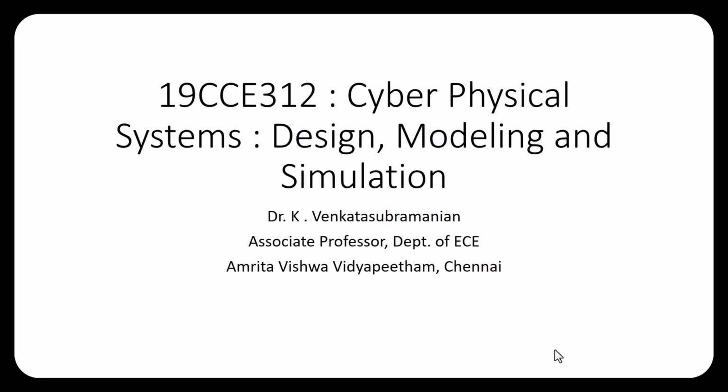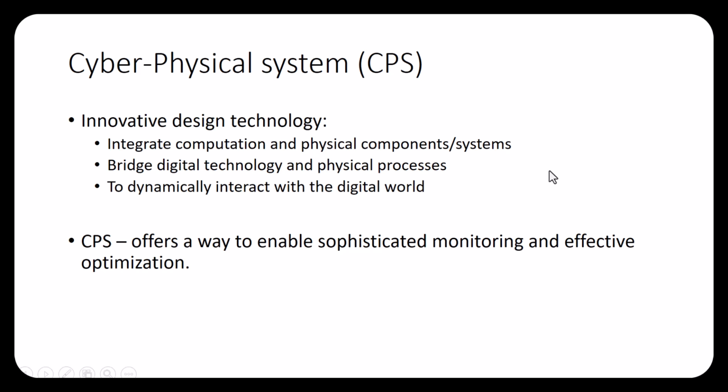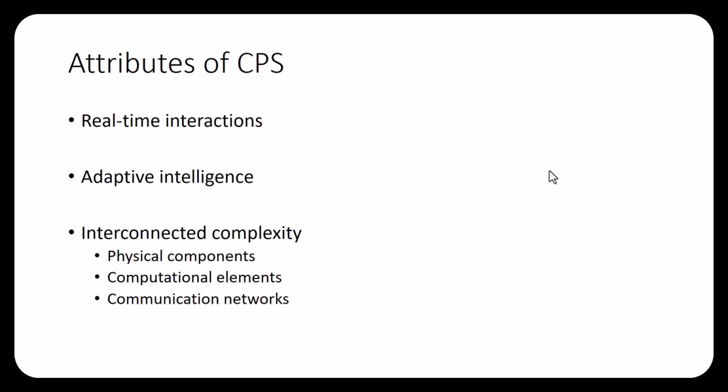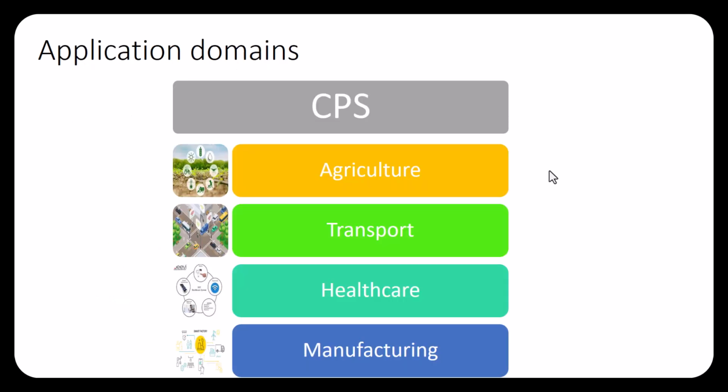Before we go into today's video lecture, I would like to have a quick recap of whatever we have done from class 1 till now. So we just initially saw what is a cyber physical system and how it helps in connecting the physical world with the digital world. Then we saw the attributes of CPS, important attributes being real-time interaction, adaptive intelligence, interconnected complexity. That is the way it connects the physical components, the computational elements, and the communication networks. Then we saw the various application domains of CPS. CPS can be in agriculture, transport, healthcare, and manufacturing.